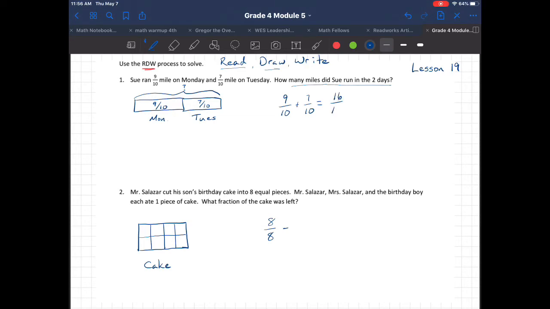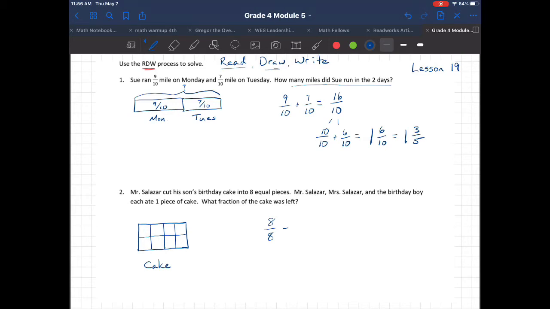So 16/10, right? And of course we've been talking about how 16/10 is 10/10 plus 6/10. So that is equal to 1 6/10. And maybe you even simplified it and got 1 3/5.